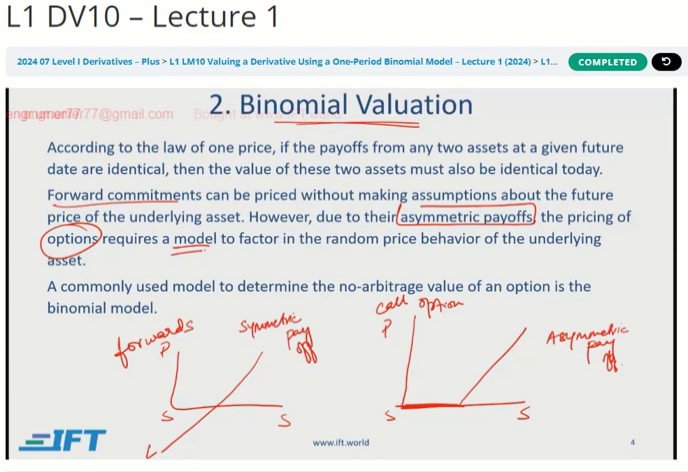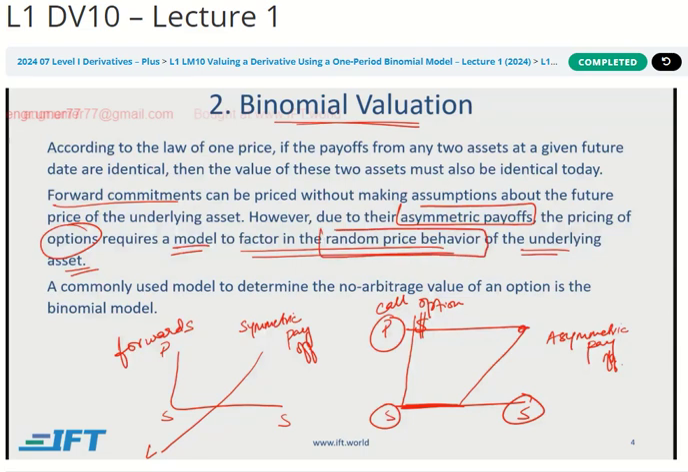And because of this difference between symmetric and asymmetric payoffs, since options have asymmetric payoffs, we need some kind of model to factor in the random price behavior of the underlying asset. The option will only be exercised if the spot price is going up, and then we will have this profit. But if it is going to go down, then we're not going to exercise the option and there will be no profit, but there will also be no loss. So it depends on the behavior of the price of the underlying asset, and the behavior is random. So we need a model that we can use to model this random behavior.